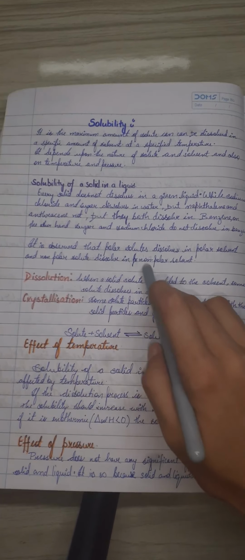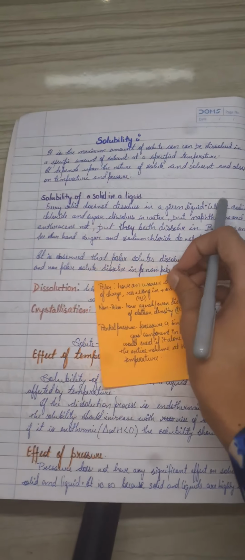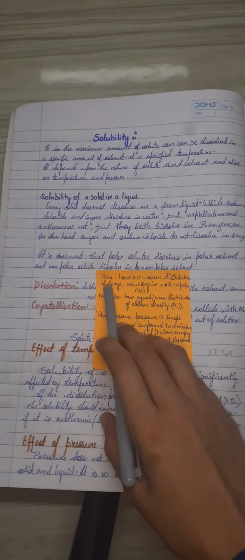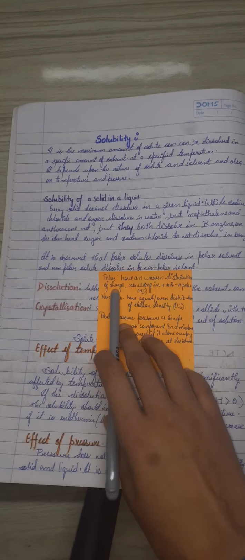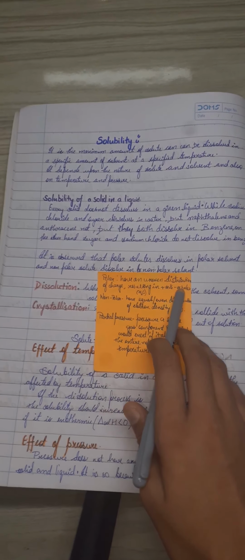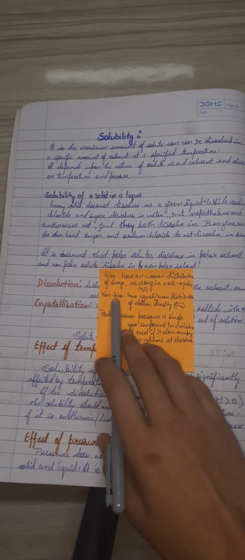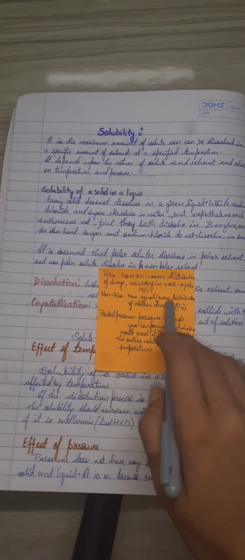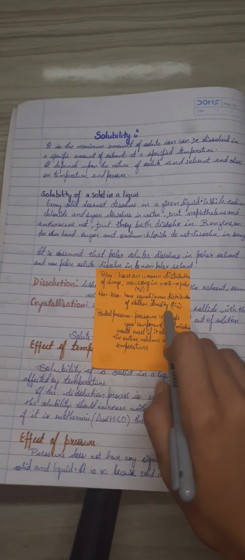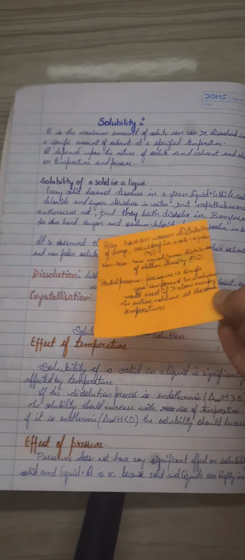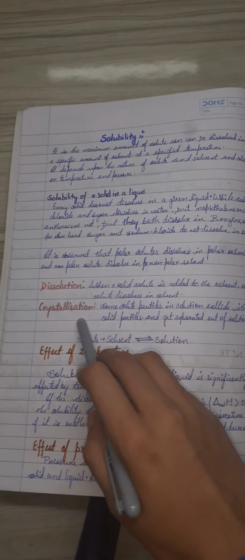Here come two terms, polar and non-polar. Polar substances are those substances which have uneven distribution of charges, which results in positive and negative poles, like water, H2O, and non-polar substances are those substances which have equal or even distribution of electron density or charges. An example is CO2. Next, we have two important terms, dissolution and crystallization.